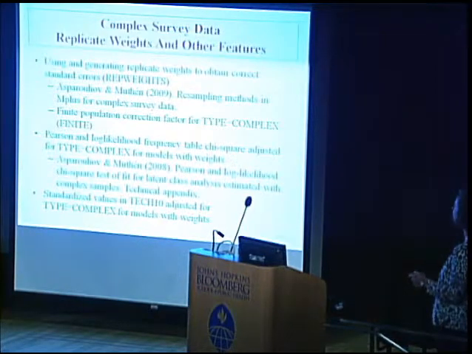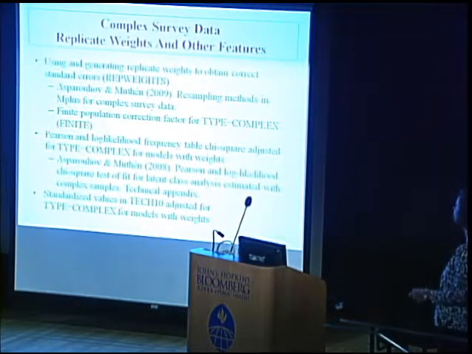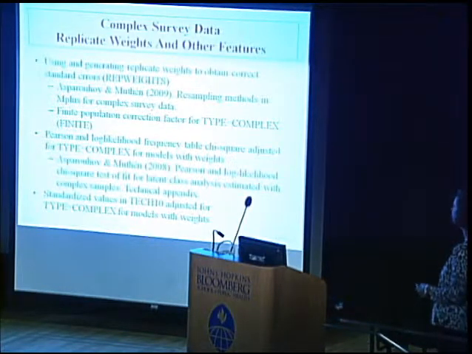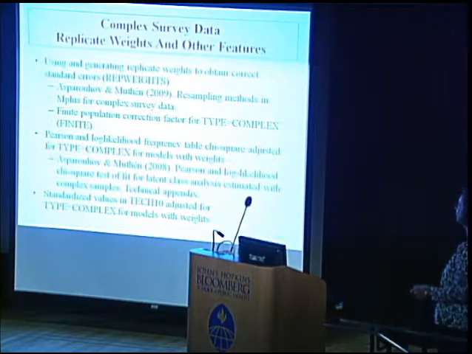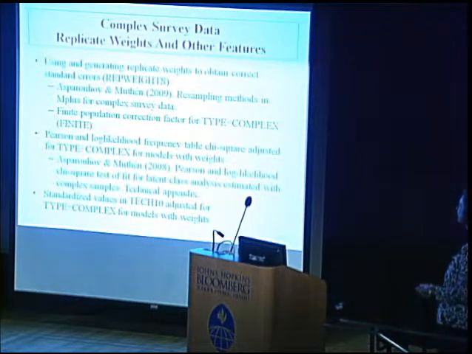Some other complex survey data features: the Pearson and log likelihood frequency table chi-squares are now adjusted for non-independence for TYPE equals COMPLEX, which is data that aren't independent, and for models with weights. And once again, here's a paper that discusses that. It's a technical appendix on the website.